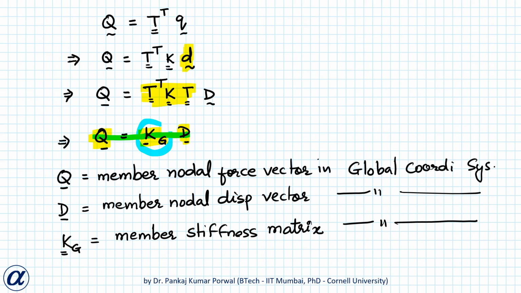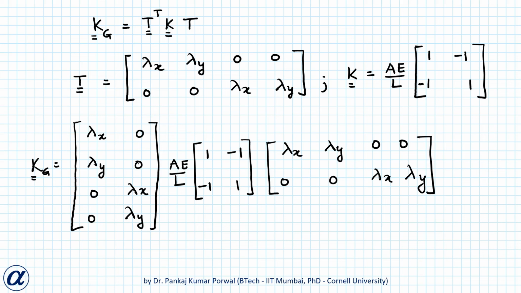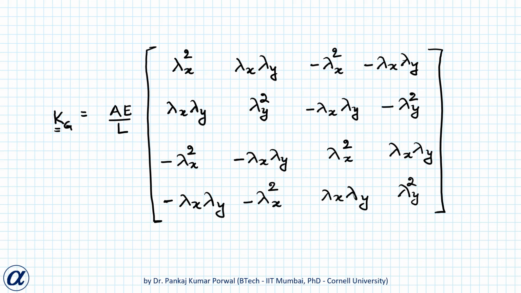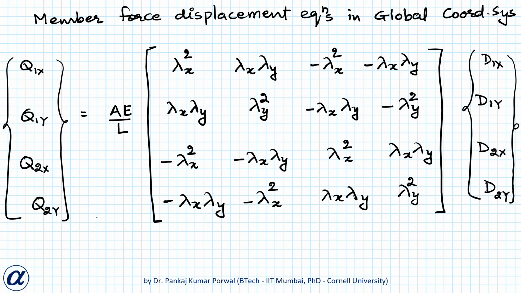Here if I look at my member stiffness matrix in global coordinate system, that is equal to T transpose K T, and if I substitute the expressions or the matrices T and K in our expression for Kg, then I get this expression, and if I multiply all these matrices, I get a 4 by 4 matrix Kg, and the member force displacement equations in the global coordinate system look like this.